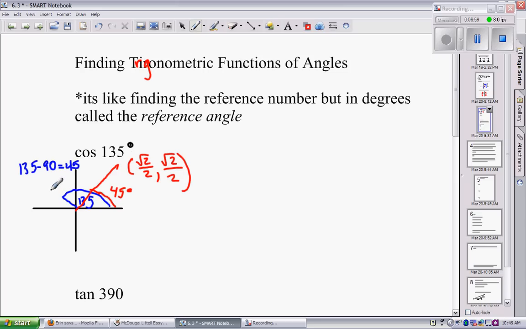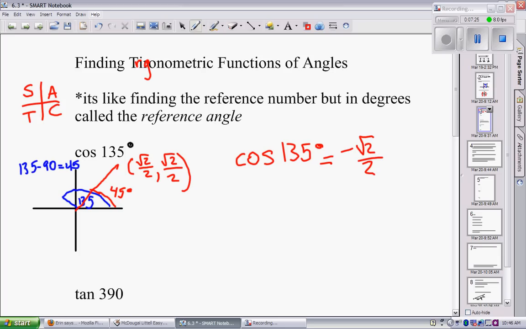We ended in quadrant 2. From all students college ready. I'm sorry, not all students college ready, that's our school motto. All students take calculus. Only sine is positive in quadrant 2. So we want the cosine of 135 degrees to be negative root 2 over 2.